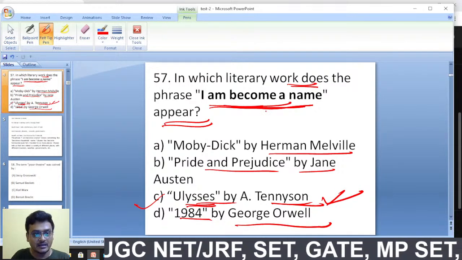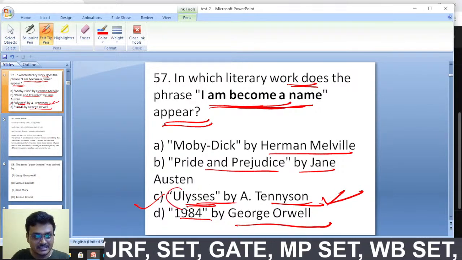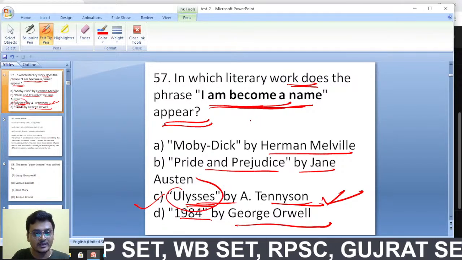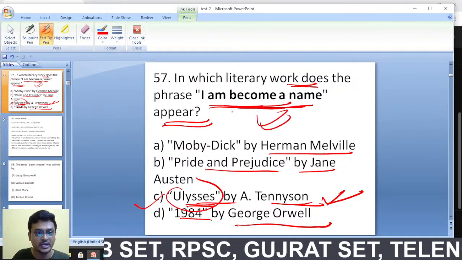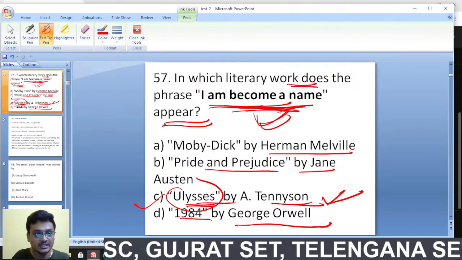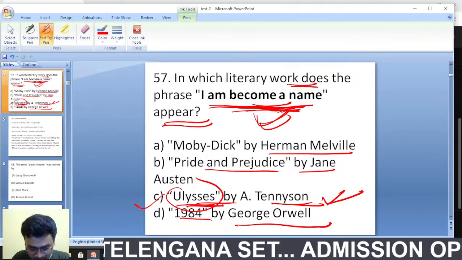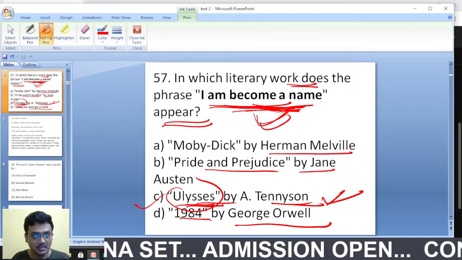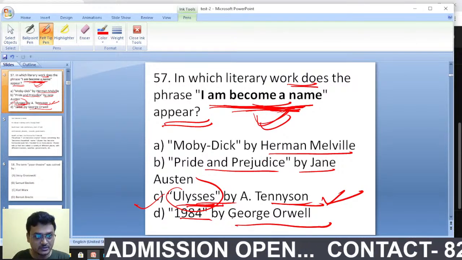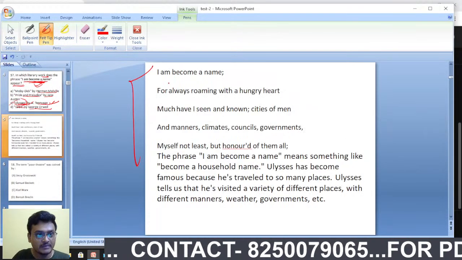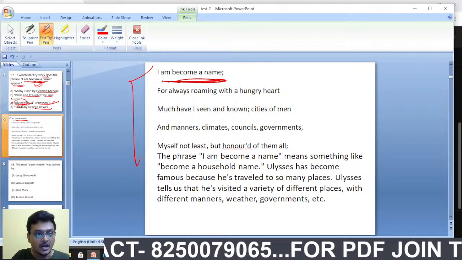Here you see that Ulysses is saying he has explored every country and every region. That's why he has become very famous, and that's why he says, "I am become a name" at every house. He has explored everything. Ulysses is the right answer.